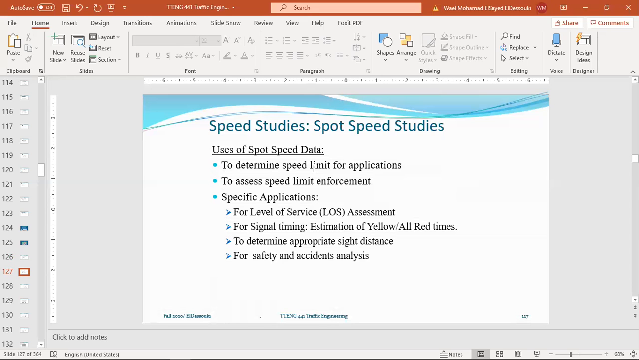For example, if we want to evaluate the level of service, we can conduct a spot speed study to assess the free flow speed. For signal timing purposes, in estimating the yellow and red times, to determine the approach speed, to determine the appropriate sight distance, and for safety analysis and accident analysis, we also conduct spot speed studies.